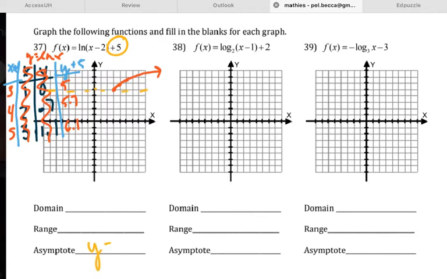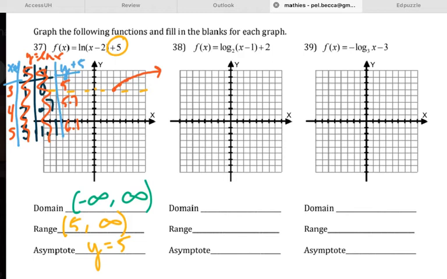So my asymptote is y equals 5. Notice it doesn't go below 5. My domain again is all real numbers. And my range is that we start at 5 and we go up forever.